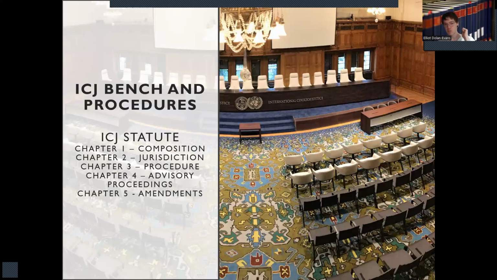And Article 96 of the Charter provides a general answer as to which organs can request an advisory opinion. Number one, the General Assembly and the Security Council, and number two, other organs of the United Nations and specialized agencies which may at any time be so authorized by the General Assembly, so they have to actually be authorized, may also request advisory opinions of the court on legal questions arising within the scope of their activities.